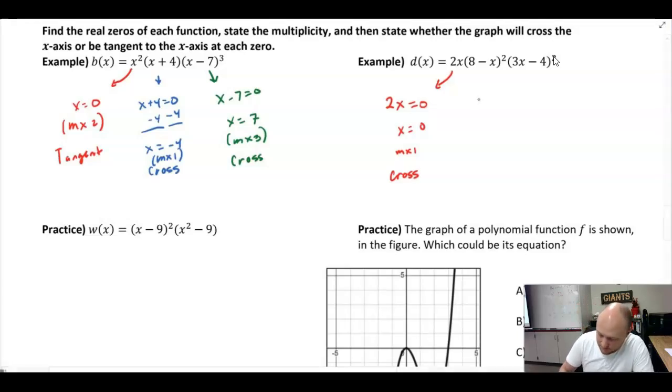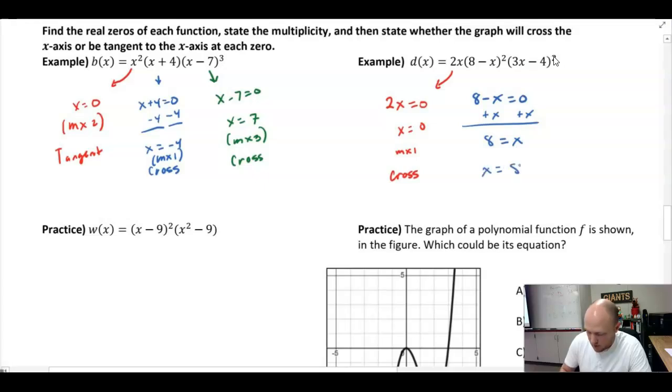The next factor, 8 minus x, we set that equal to 0. It appears 2 times, so I'm going to add x over to the other side to give us x is equal to 8, and this is multiplicity of 2. It will be tangent to the x-axis.